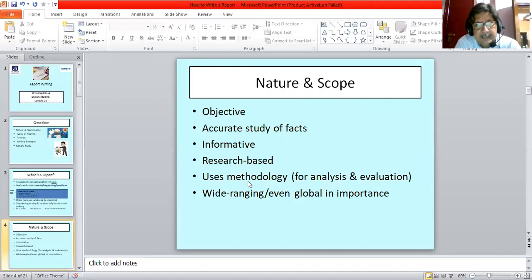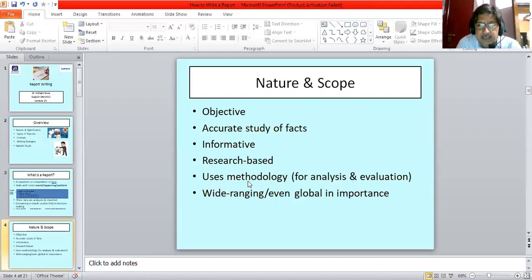The facts are the basis for the reports. Reports are based on facts. They are not based on fiction or imagination or anything else. They are entirely based on hard evidence. And this evidence is collected through a process of scientific inquiry. And there is an informing methodology which is there for analyzing the data that is collected for the report. So it's very much a scientific study.